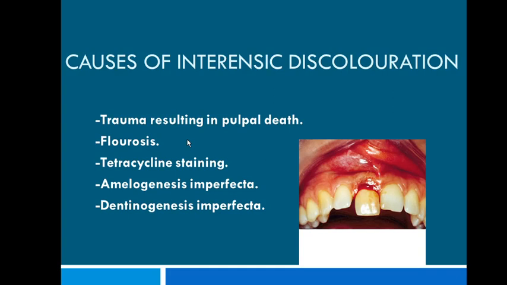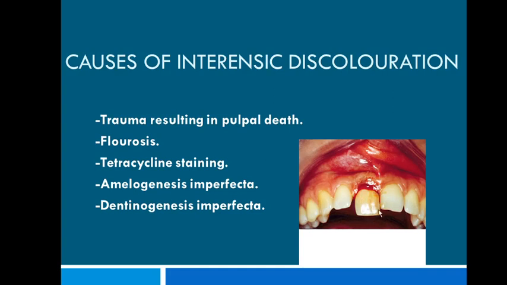Okay, what are the causes of intrinsic discoloration? The first cause could be due to trauma. If a tooth is hit by any object, or any student falls and hits his teeth, it will result in pulpal death. So what will happen to the pulp? It will die. Can you see now what happens due to trauma?